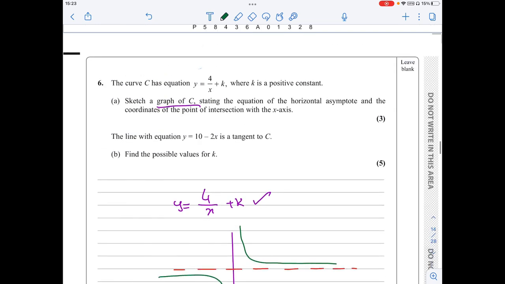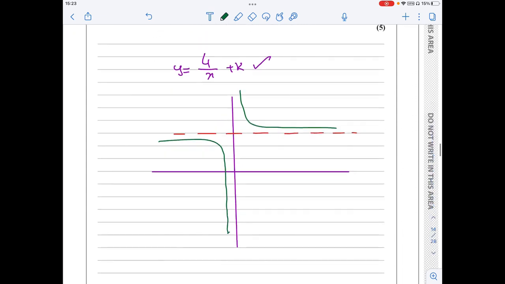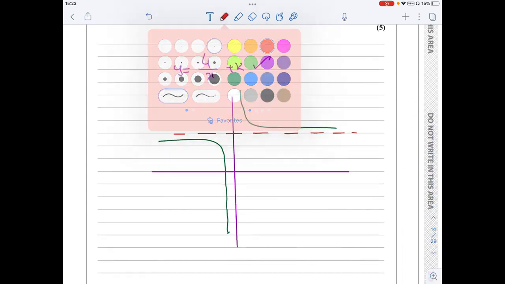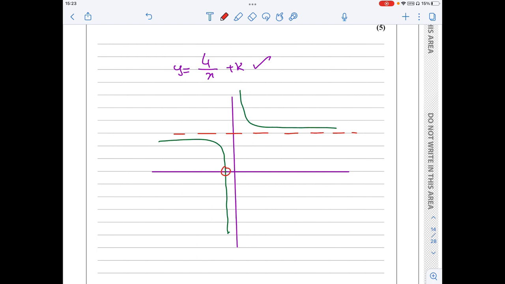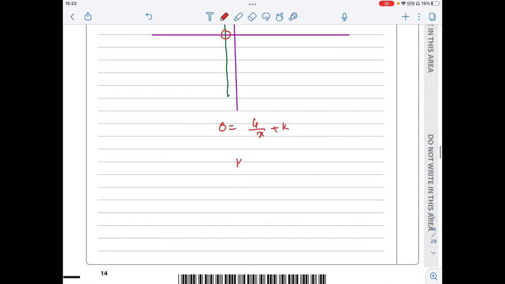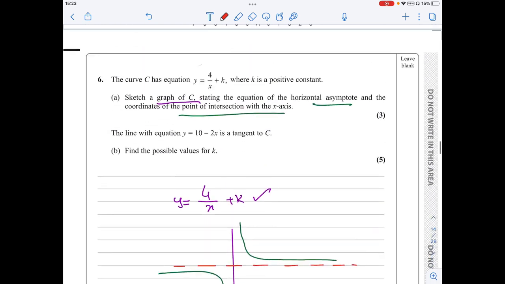What else is being asked? Horizontal asymptote and the coordinates of the point of intersection with the x-axis. The x-axis is this point of intersection. So x-axis means y equals 0. So 4 upon x plus k equals 0. So minus k equals 4 upon x, minus kx equals 4. x equals minus 4 upon k. So the x-intercept is nothing but what? Minus 4 upon k, comma 0.